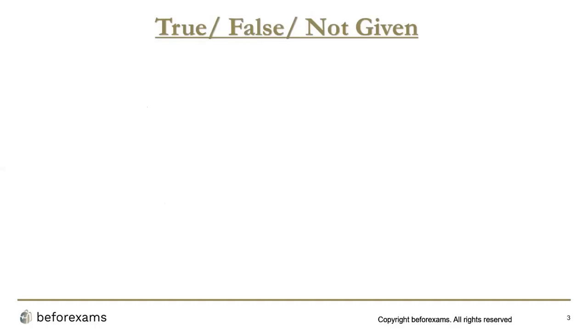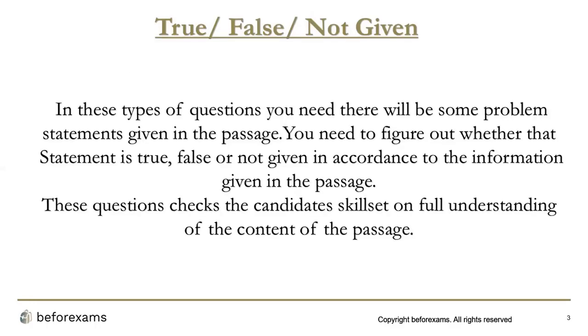First is the true, false, and not given question. In this question, there will be a problem statement, and you have to read the passage and check whether that statement is present in the text or not. If it is not present, then it is not given. If it is present, you have to check whether the information given is correct or not. If it is correct, then it will be true. If it is not correct, then it will be false. So you need to figure out whether the statement is true, false, or not given according to the information given in the passage.